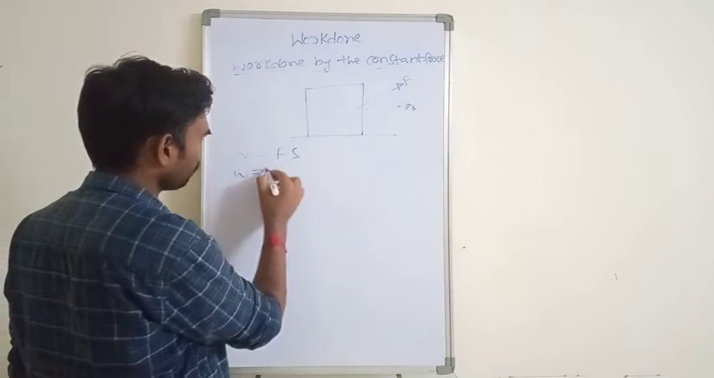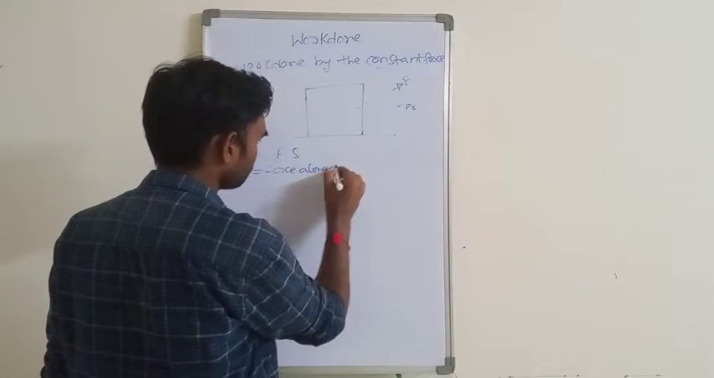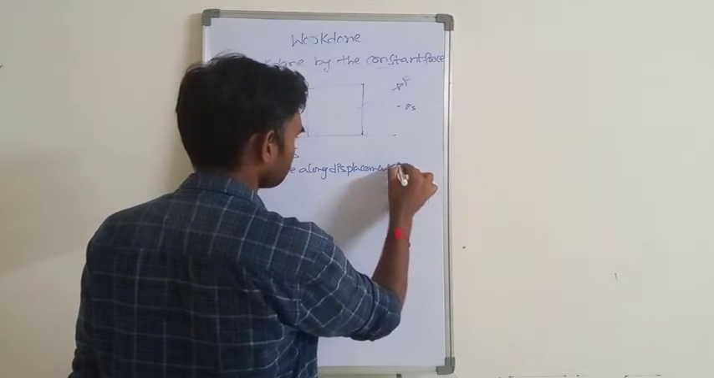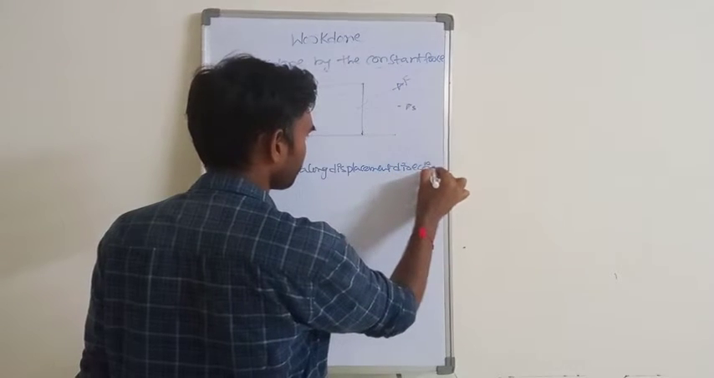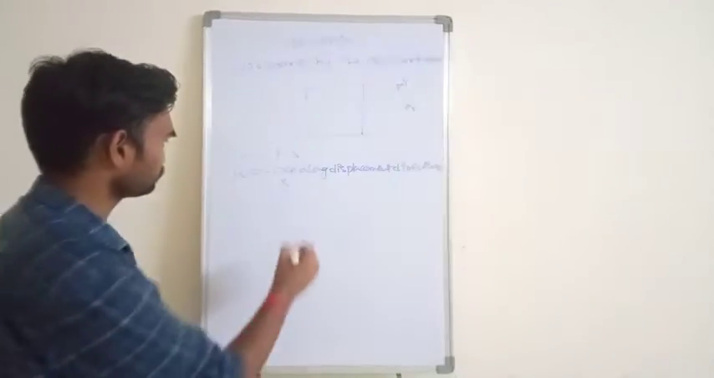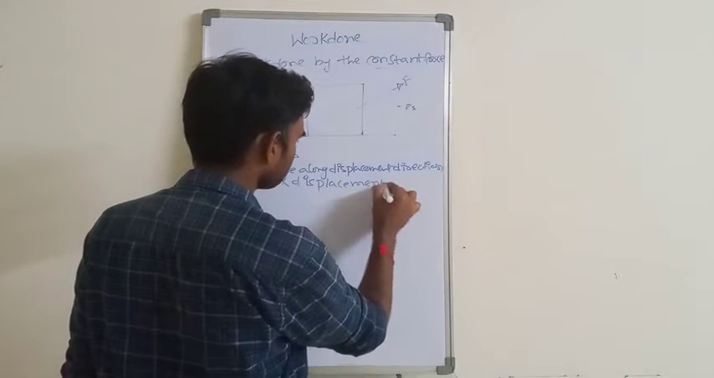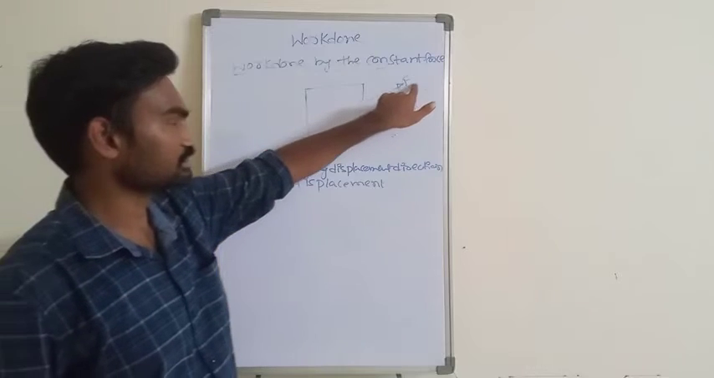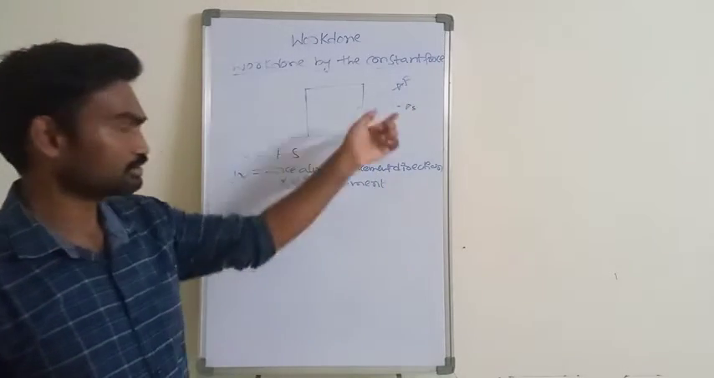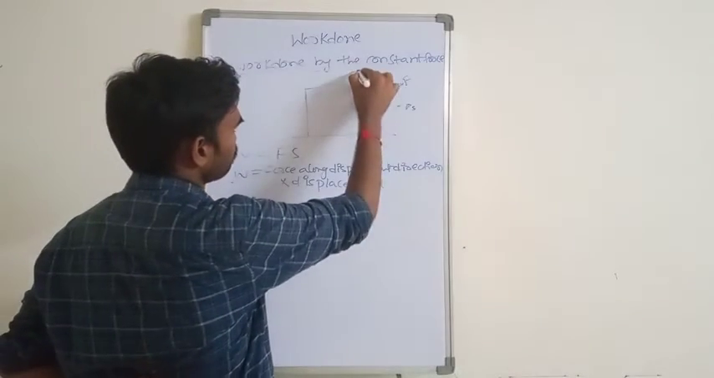So work done is equal to the force along the displacement direction into displacement. Here we only know the force applied, but we don't know the force along the displacement direction, this horizontal direction. So how can we find it?